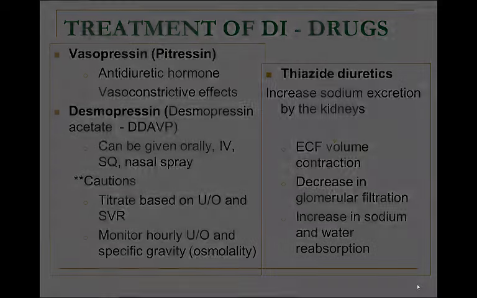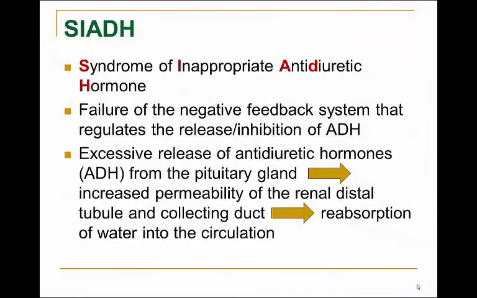The opposite of DI is something we refer to as SIADH, so Syndrome of Inappropriate Antidiuretic Hormone, SIADH. This is the exact opposite. This is that there is failure of the negative feedback system that regulates the release and inhibition of ADH. So what happens is you have excessive release of ADH from the pituitary gland, which means we hang on to everything because we have increased permeability of the renal distal tubule and collecting duct, and we hang on to all of our water. So that is the exact opposite of what's going on with DI.